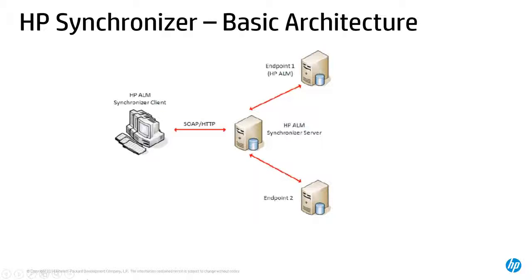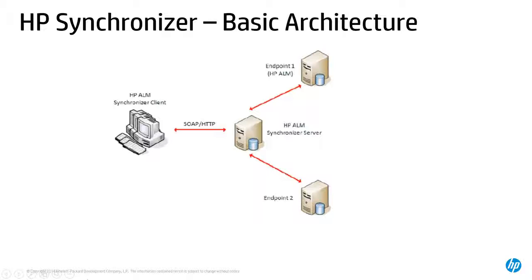So how does the Synchronizer work? I just wanted to put out a very simple architecture of what the Synchronizer does. One of the endpoints, like I mentioned, is HP ALM. You have the Synchronizer client. This is the client where you would access the configuration and the mappings that you would need to do between the two ALM systems. So if you have defects and there are attributes that are defined within ALM and they need to be mapped to the second endpoint, this mapping is done through the client.